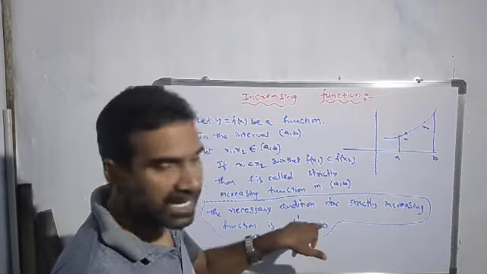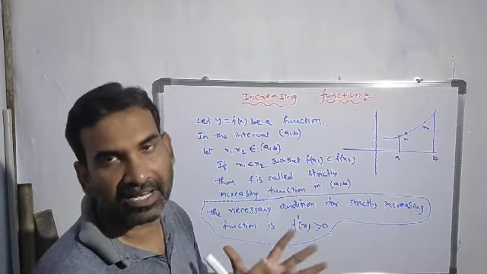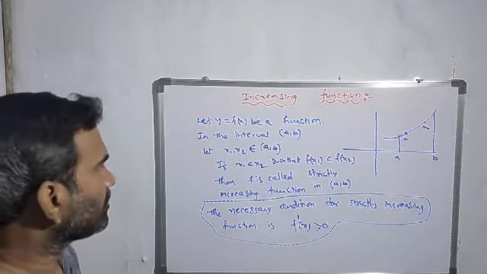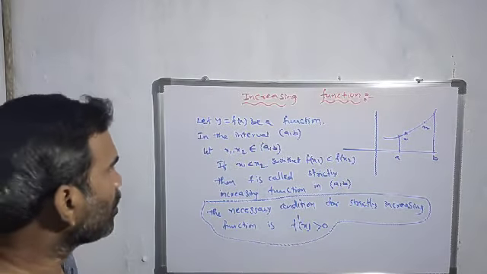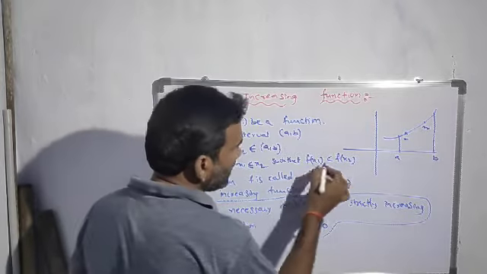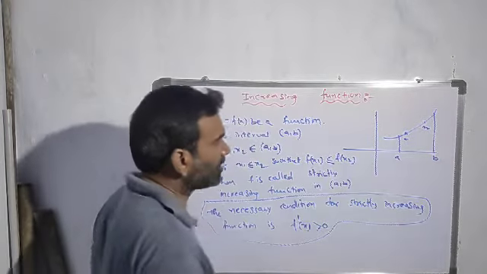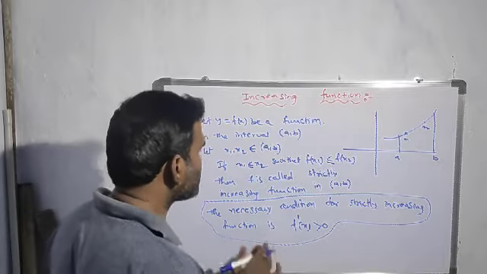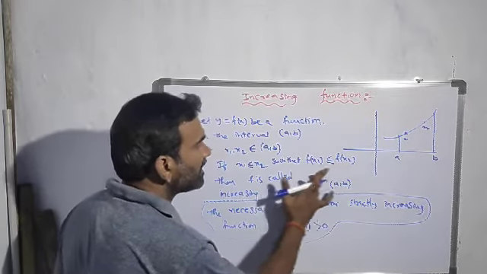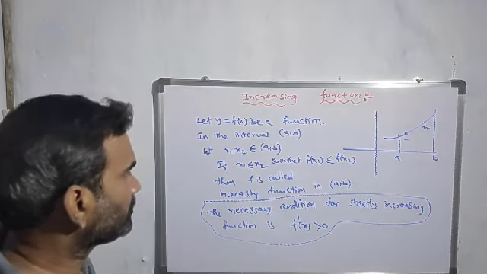If f(x1) is exactly greater than f(x2), it is called strictly increasing. Okay, so this is the difference. This is the condition: if x1 is less than or equal to x2, and f(x1) is less than or equal to f(x2), then f is called an increasing function in the interval (a, b).